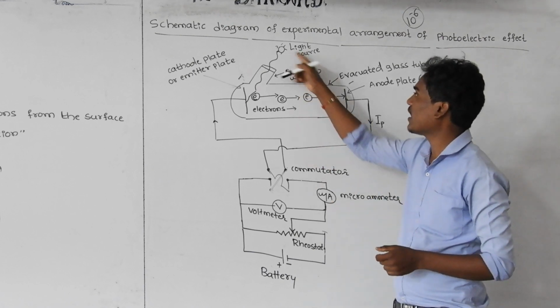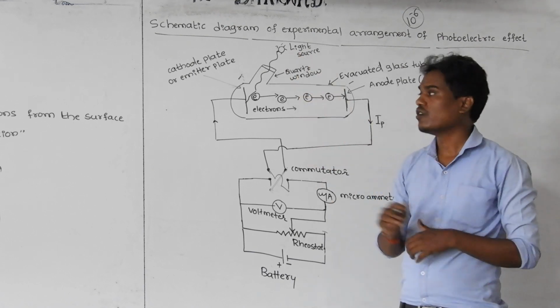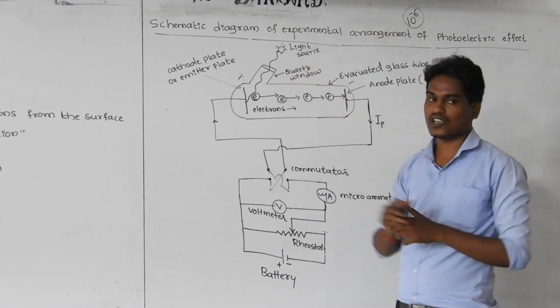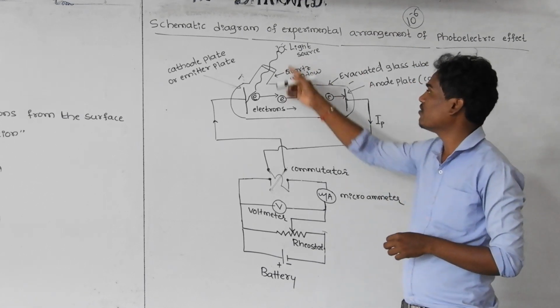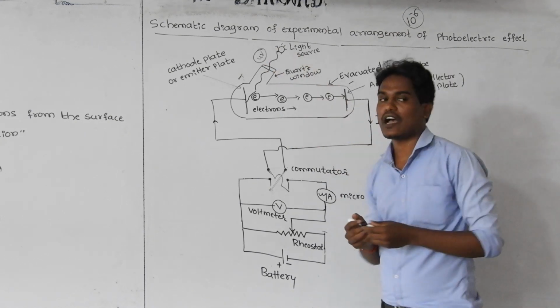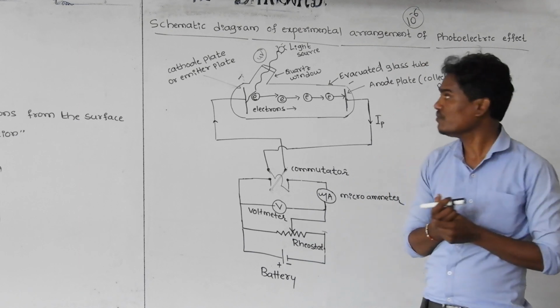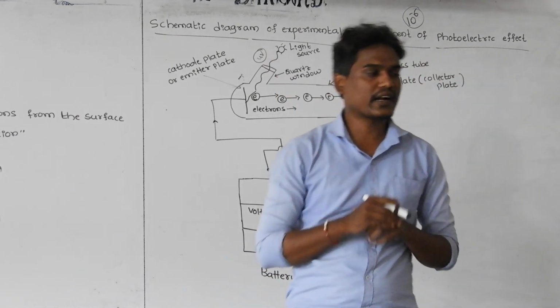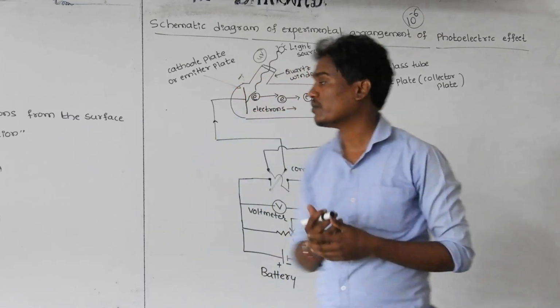I am using a light source here. What is the light source? We are going to take light energy. I consider the sun as a light source. For example, I am taking UV radiation because it has somewhat more frequency, and this UV light is able to produce a photoelectric effect from the surface of the metal.